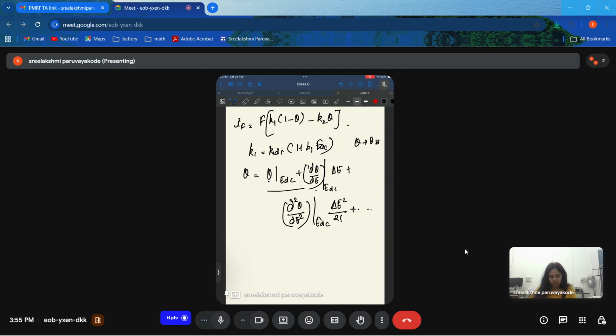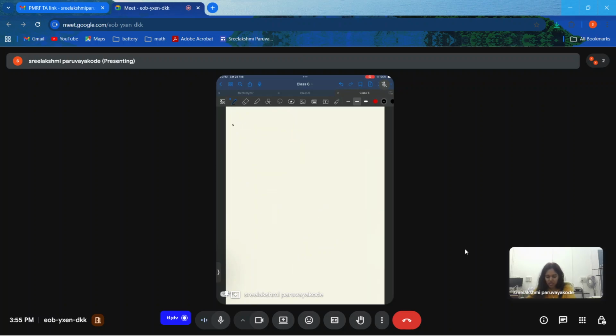And this one, theta at EDC, is theta SS. And this one is theta dash. Change in the potential is EDC minus EAC, right? Or the amplitude. So we can write like this. So this one is substituted for theta, and K1 we already know it is this one. Substitute it there and we get ΔF equal to F into K1 DC [1 + B1 EAC] (1 minus theta SS minus theta dash EAC).